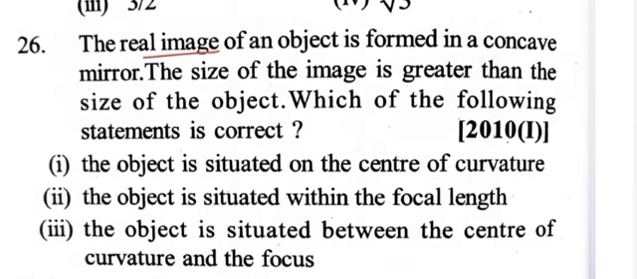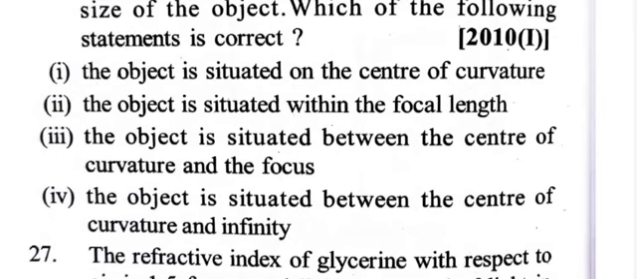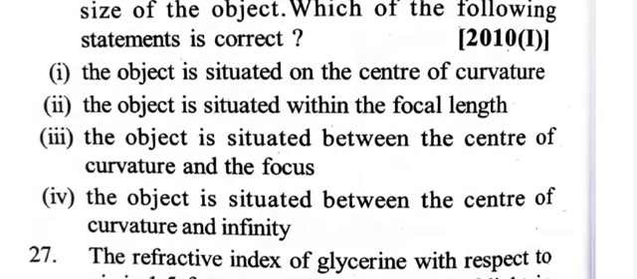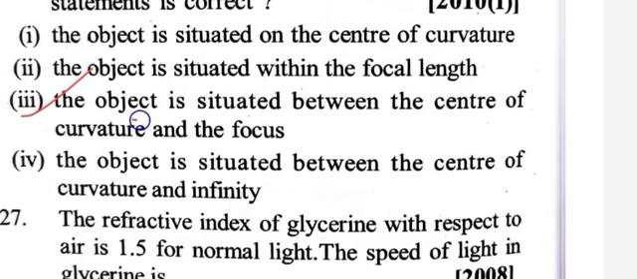Real image of an object is formed in a concave mirror. The size of the image is greater than the size of the object. Which of the following statements is correct? Object is situated on the center of curvature. Object is situated within the focal length. Object is situated between the center of the curvature and the focus. It is situated between the center of the curvature and infinity. Option 3 is the correct answer. Object is situated between the center of the curvature and the focus.